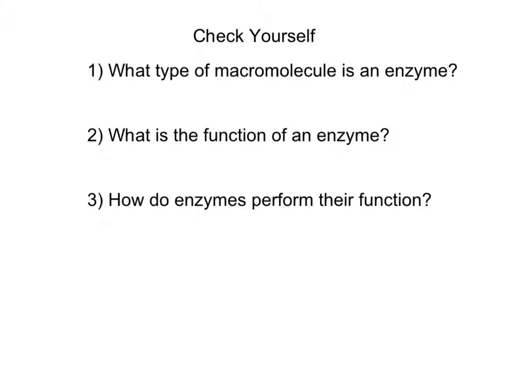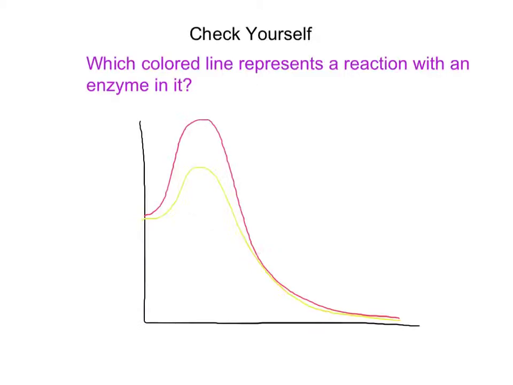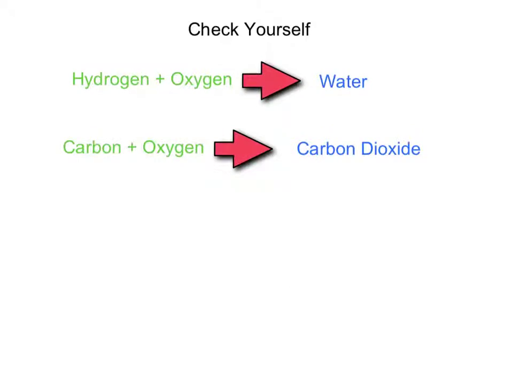Now it's time to check yourself to make sure you understand everything you've seen. Answer the following 3 questions that are found in your notes. Now, pause the video and try this one. Which colored line, red or yellow, represents a reaction with an enzyme in it? Write the answer in your notes. Finally, find this last check yourself. In the reactions below, hydrogen plus oxygen gives you water, and carbon plus oxygen gives you carbon dioxide. Circle the reactants and double underline the products in your notes.